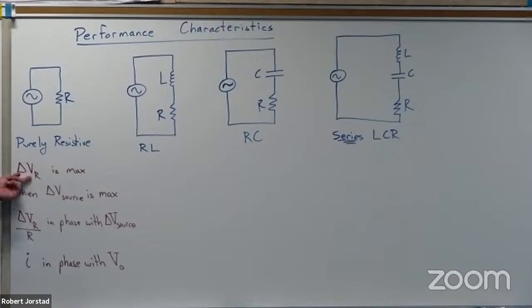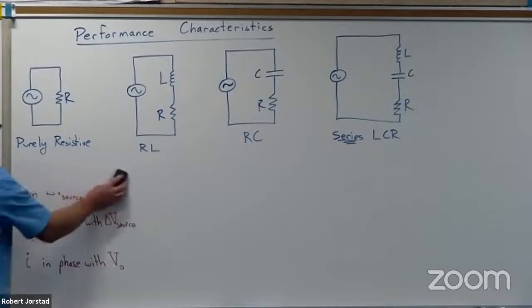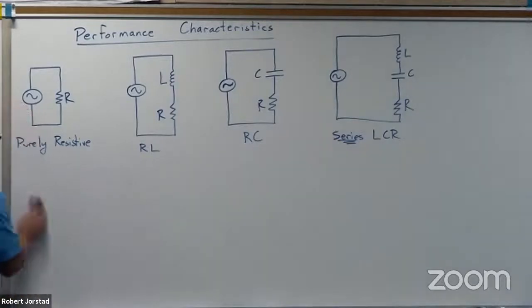And so these are all saying the same thing. The voltage across the resistor hit its maximum when the source did. That's the same thing as saying the voltage across the resistor is in phase with the source, which is the same as, once dividing by R, current is in phase with V naught. All right. And so to kind of show this, let's write this.